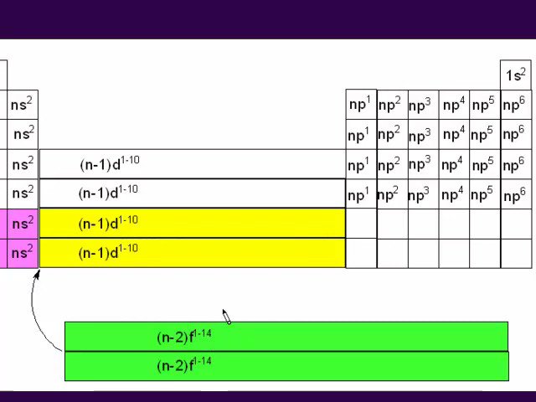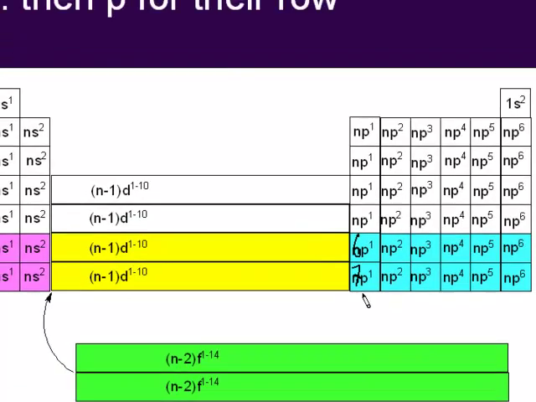Then I'm back to my d's, and my d's are 1 less than the row number. So in row 6, that would be 5d's. In row 7, that would be 6d's. And then when I get to my p's, I'm back up to the row number again. So row 6 is 6p's, and row 7 is 7p's. So with this pattern in place, once you get used to it, you can just read through the periodic table like you're reading a paragraph.